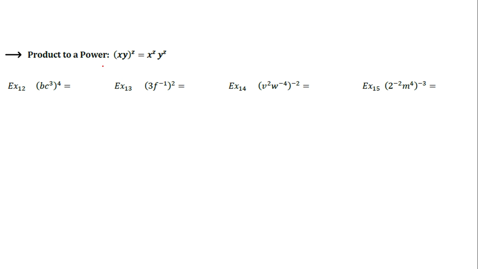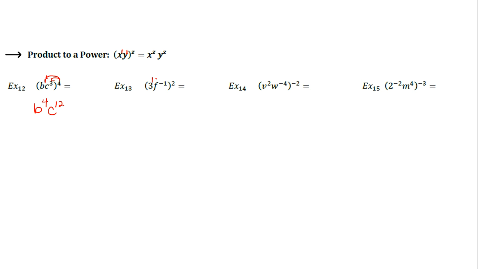Let's apply the product to a power, which just simply means this exponent is multiplied by every exponent within the parentheses. So each factor has an exponent, even if it's just an understood 1. So here, what I suggest is I'll always write in my 1 so I don't forget that this b does have an exponent. And you're just going to multiply this exponent of 4 times the exponent of all my factors inside the parentheses. So I have b to the 4th and c to the 12th.